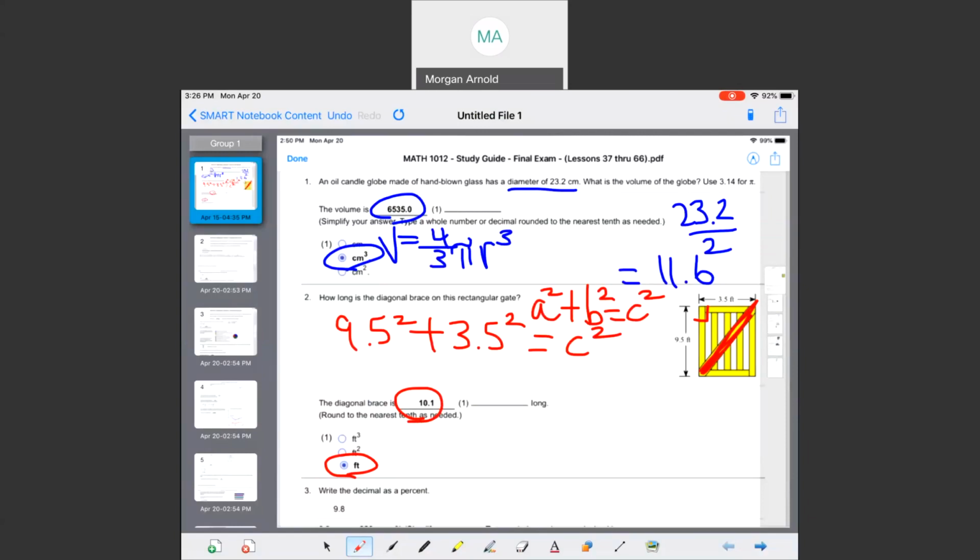Question 3, change the decimal to a percent. Simply move your decimal 2 places to the right. So our final answer is 980%.